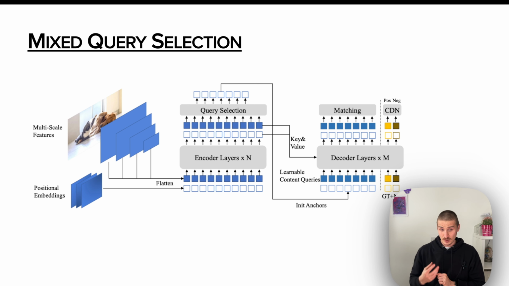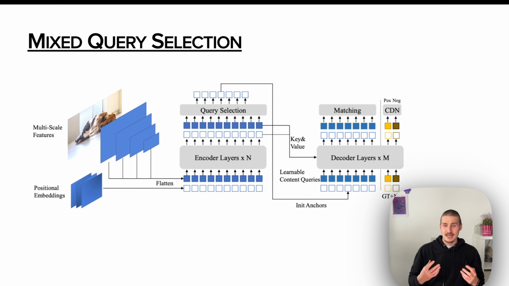And there's another technique called query selection, which actually originated in Deformable DETR, where instead of taking the anchor statically, you initialize it using the encoder output. So the encoder output is a really refined representation of the image.